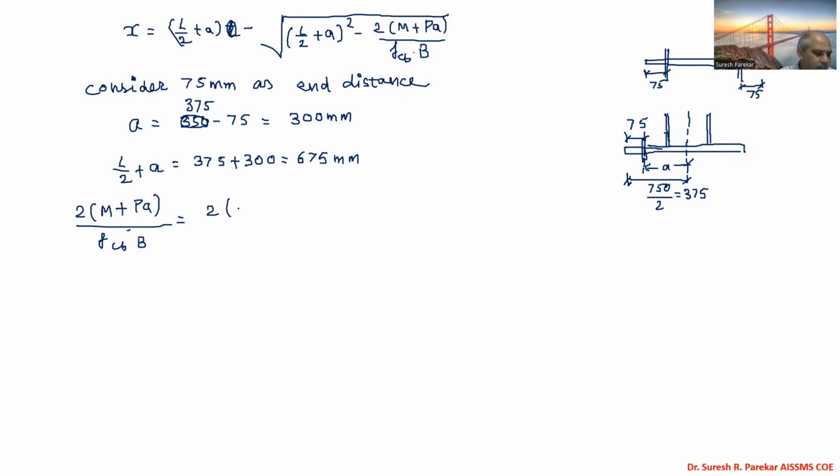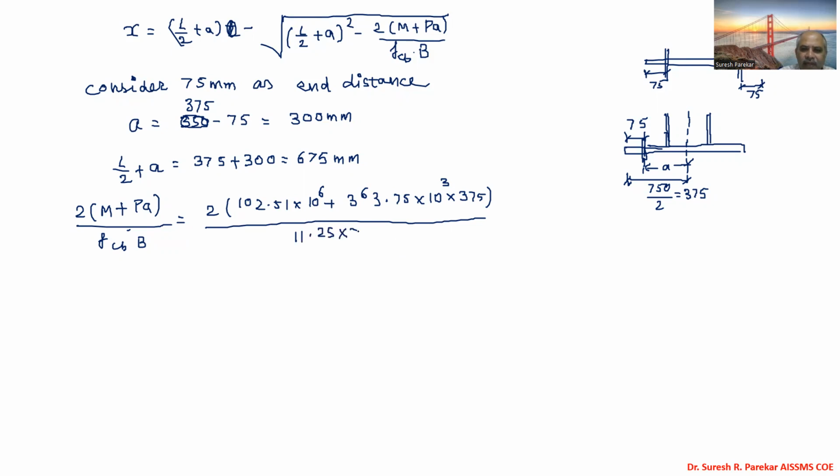Now we have 2 in bracket M, we have 102.51 into 10 raised to 6 plus 363.75 into 10 raised to 3, and the value of A we have 375, and divided by FCB we have 11.25, and B we have the same dimension, that is L. And this value we will get, just I will calculate it: 102.51 into 10 raised to 6 plus 363.75 into 10 raised to 3 into 375 multiply by 2 divided by 11.25 into 750. It comes 56.63.